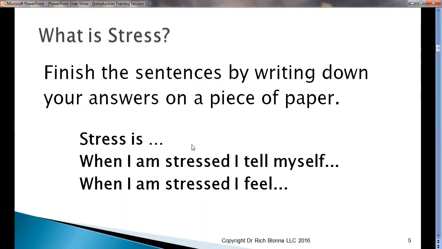When I am stressed, I tell myself, what does your mind tell you about the things that you identified in the first sentence, whether it's kids, bills, taxes, or technology? So take a moment and answer the question. When I am stressed, I tell myself. Okay, good. And then the third sentence, when I am stressed, I feel.